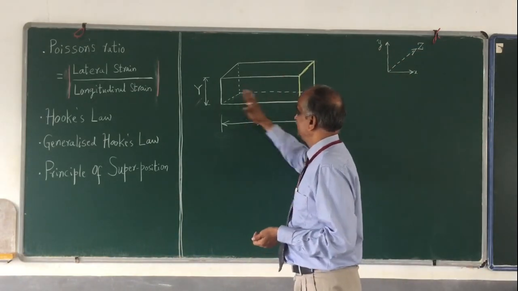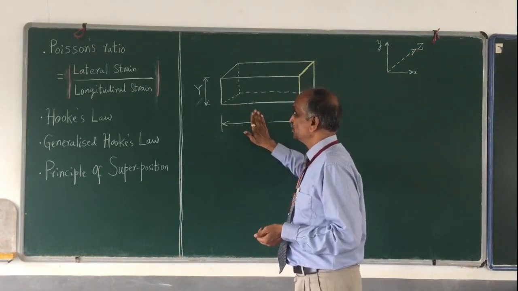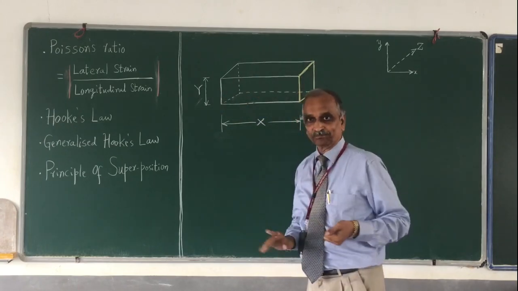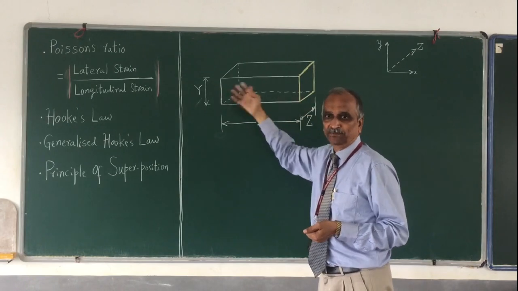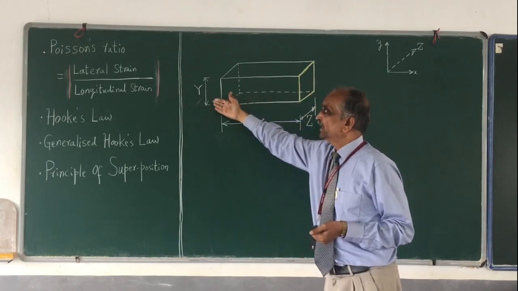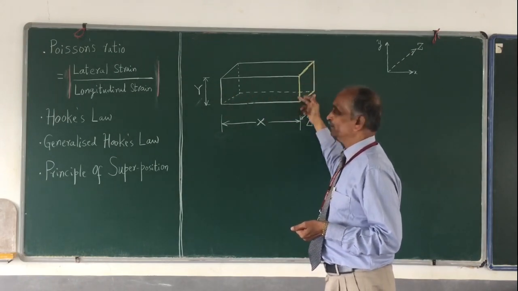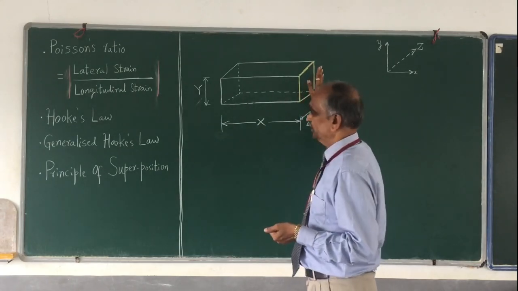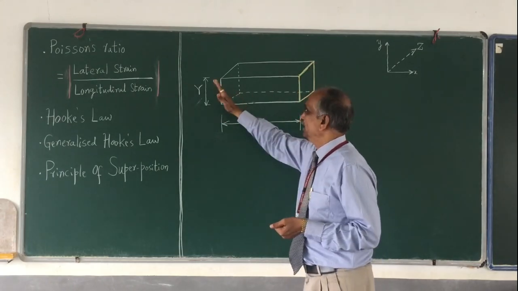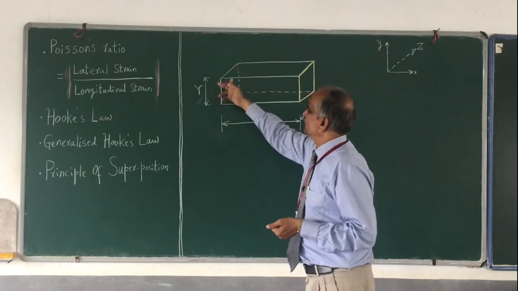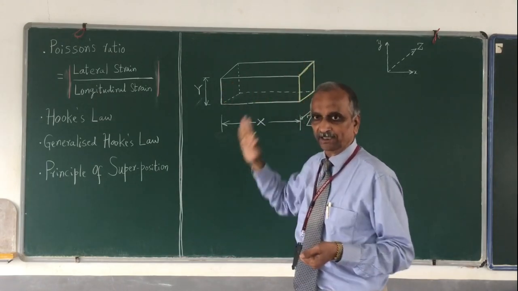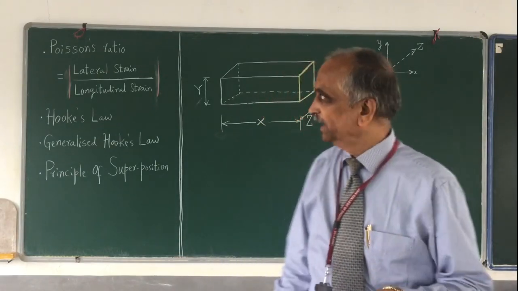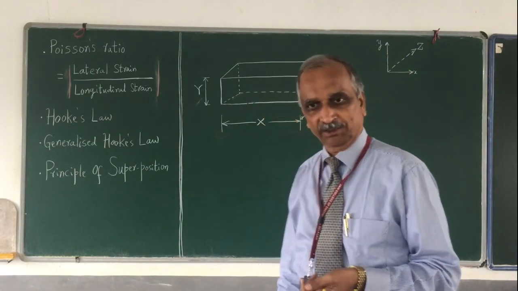Okay, this is x, y, z, and these are the dimensions before I apply load. The cross section is rectangular, assuming that y and z are different. And in a special case, if y is equal to z, then the cross section is going to be square. If I take a plane perpendicular to the longitudinal axis and cut it, the area is always going to be y into z.